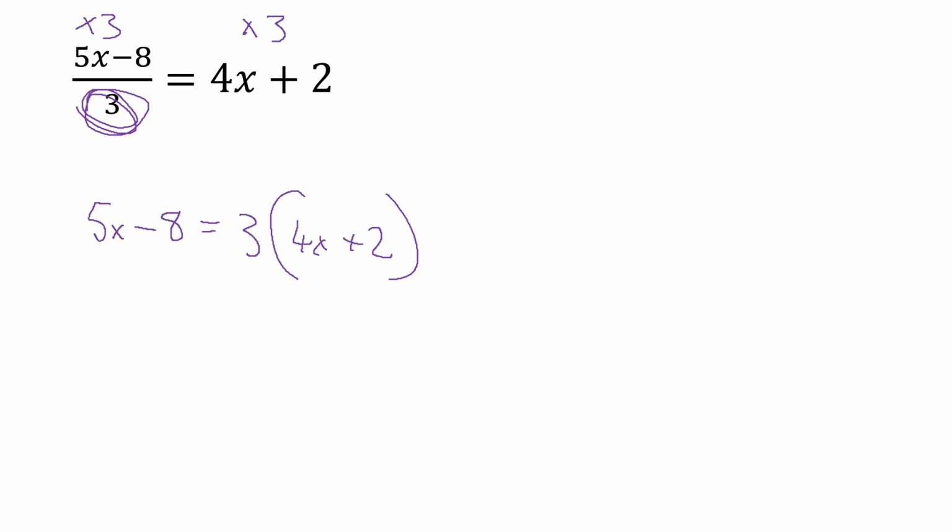Again, what's the problem with this expression? The problem is it's in the brackets. So let's take it out the brackets. 3 times 4x is going to be equal to 12x. 3 times 2 is equal to 6. So we're left with 5x minus 8 is equal to 12x plus 6.